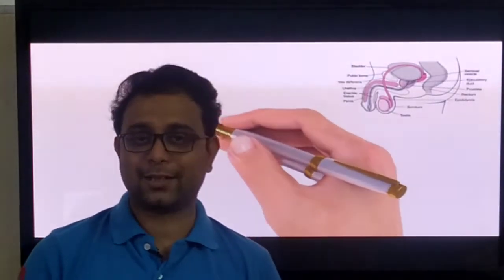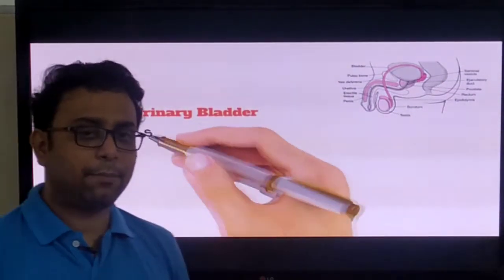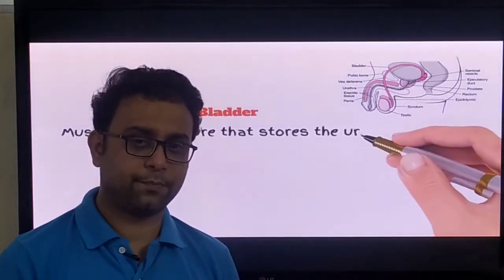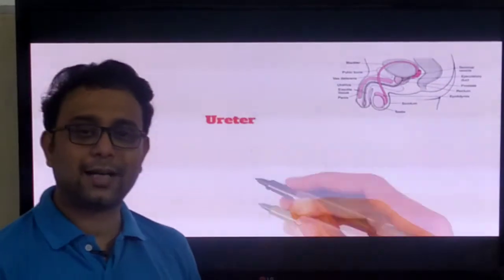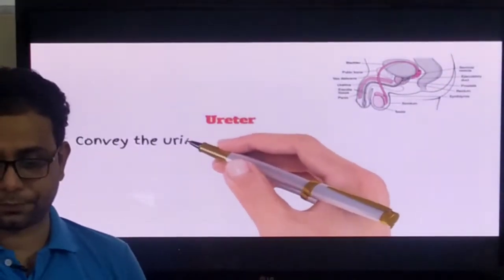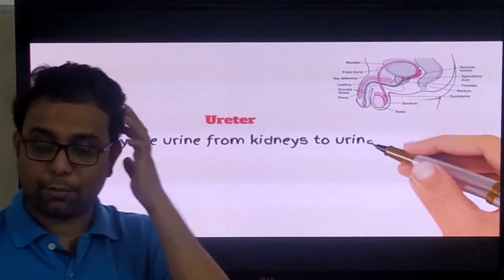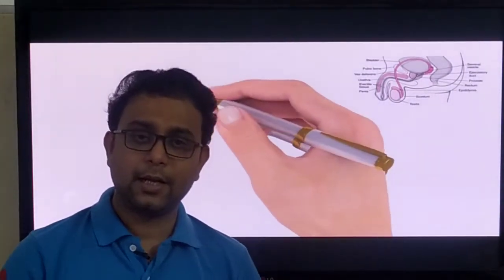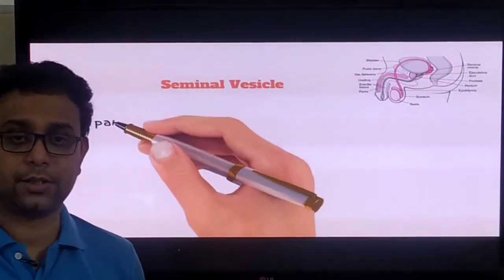Clear? Now we discuss another important part, the urinary bladder. The urinary bladder is not directly related to the human reproductive system, but it is an associated structure which indirectly helps the reproductive system. The ureter is also important. It conveys the urine from the kidney to the urinary bladder. It is also an associated organ which helps in that particular system.